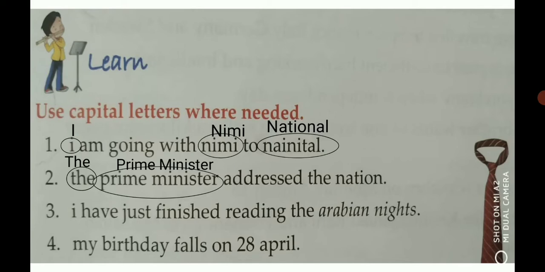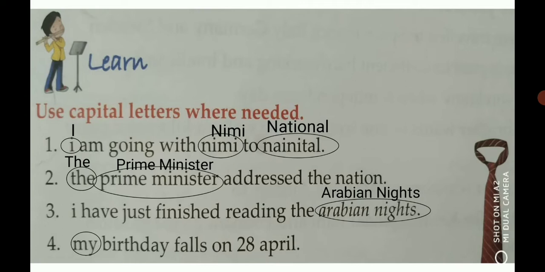I have made a circle here to give you an idea, so that you can easily identify which nouns and pronouns will be in capital form. I have not made I a capital letter; you have to make I a capital letter, and T of The in The Arabian Nights also a capital letter, right? Next is: My birthday falls on 28th April.